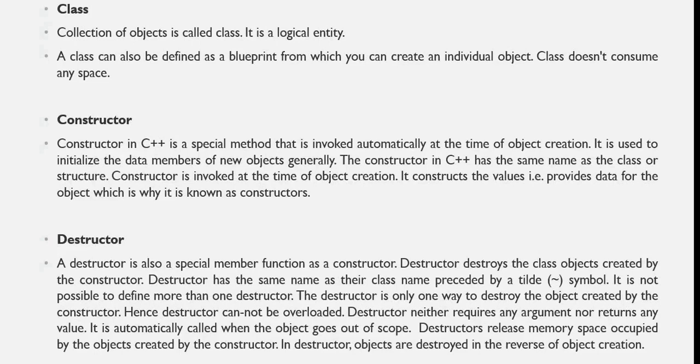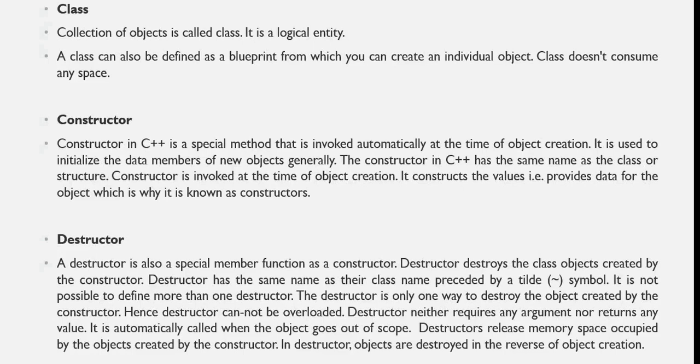Next we learned about constructor and destructor in C++. A constructor in C++ is a special method that is invoked automatically at the time of object creation. It is generally used to initialize the data members of new objects. The constructor in C++ has the same name as the class or structure. It constructs the values, that is, provides data for the object, which is why it is known as a constructor.